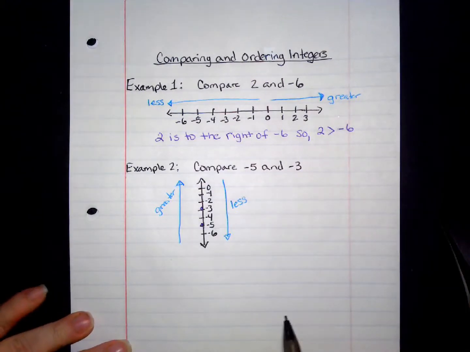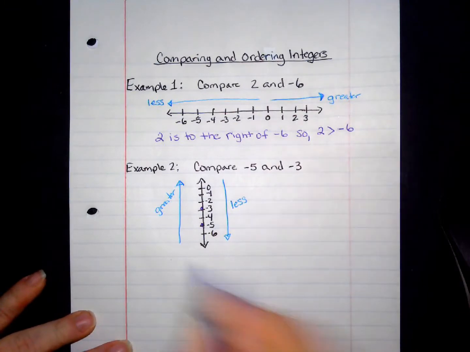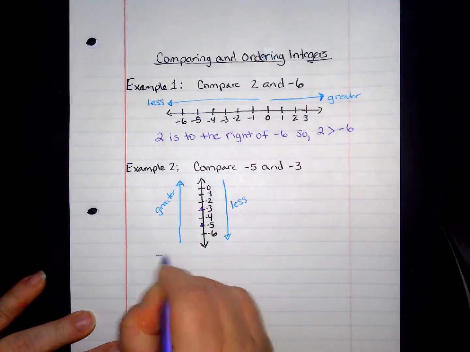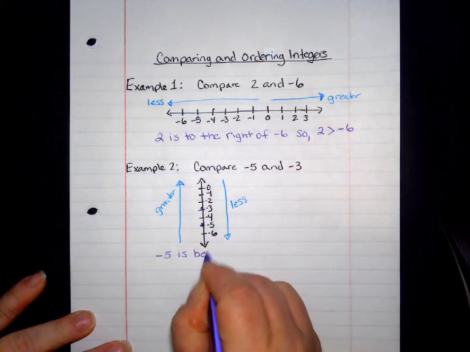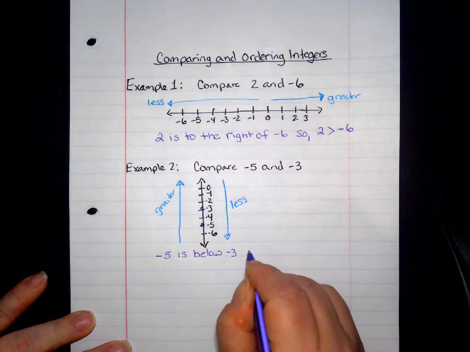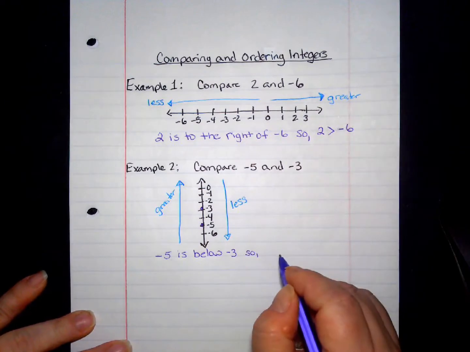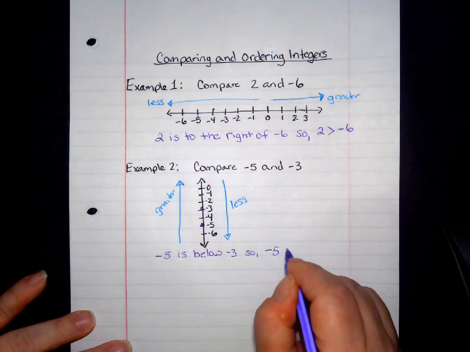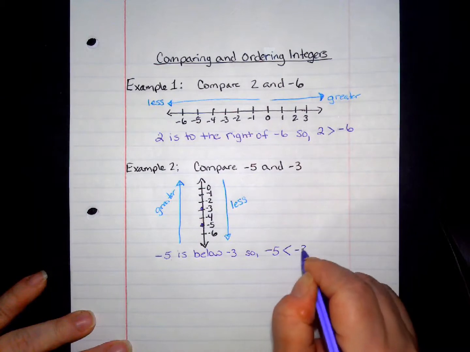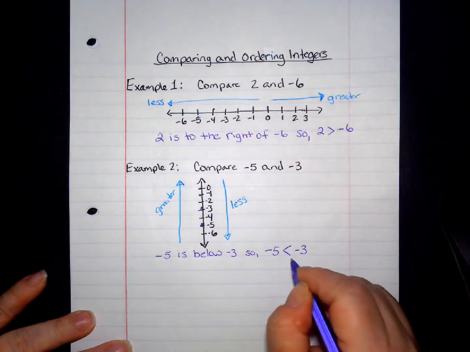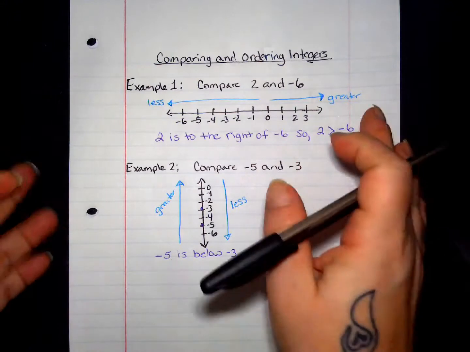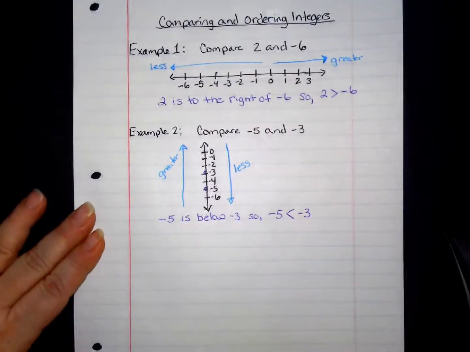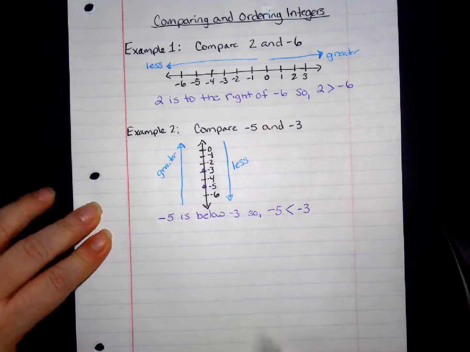So I can say that -5 is below -3, so -5 is less than -3. Remember, -3 is greater, so it's got the alligator mouth facing it. Okay, so that's how I can use number lines to help me compare them. And then I can also use number lines to help me order them.